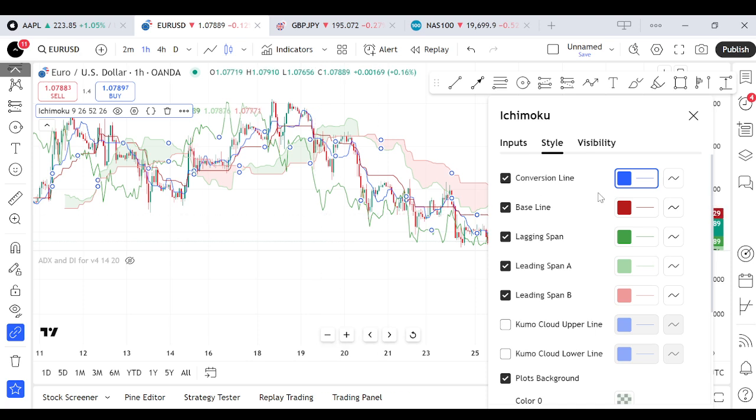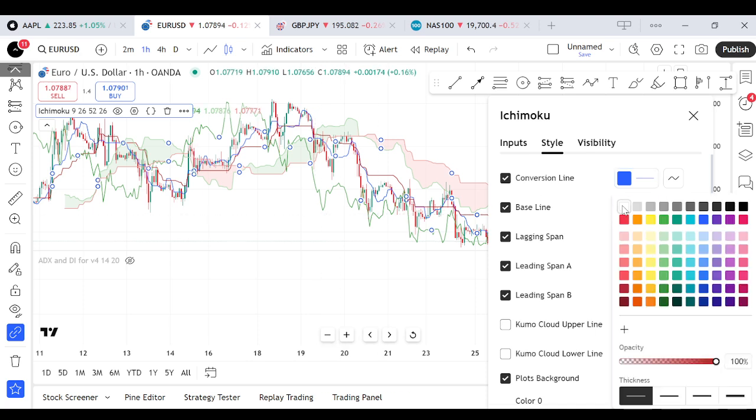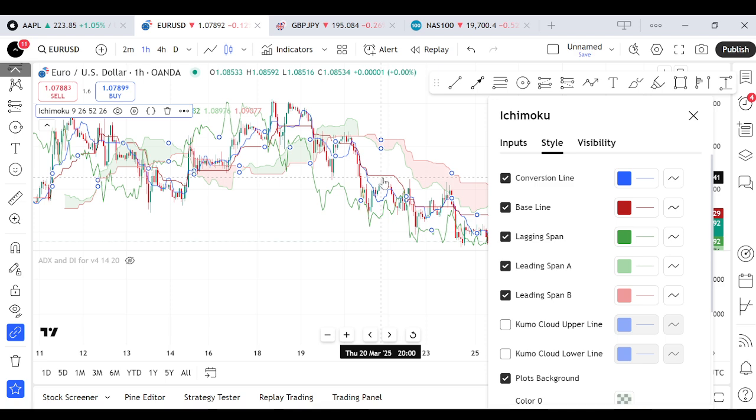The next is the Kijun, which is the baseline, and there's a red line, and you can see that line is the 26 period average of high and low, serving as a stronger support and resistance. The next component is the Senkou Span A, which is this leading span A, and we also have the leading span B. Now, the leading span A is the average of the Tenkan Sen, which is the conversion line, and the baseline plotted 26 periods ahead.